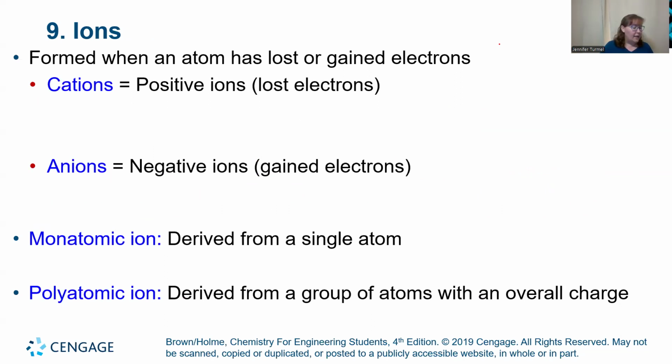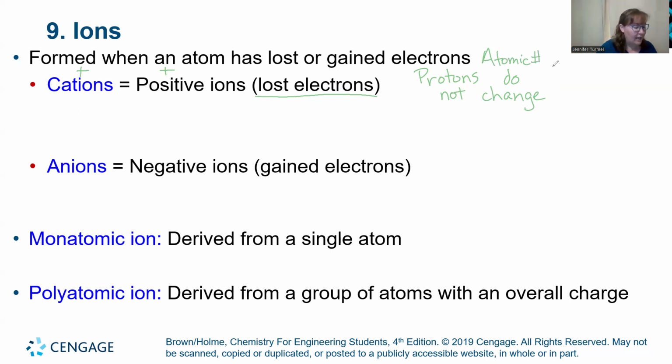Okay, so now let's take a look at some ions. Ions are formed when an atom has lost or gained electrons. So a cation, and I always remember this because the T looks like a plus, is a positive ion. And that means that it has lost electrons. The number of protons does not change. So protons do not change, only the electrons. The protons always match your atomic number.